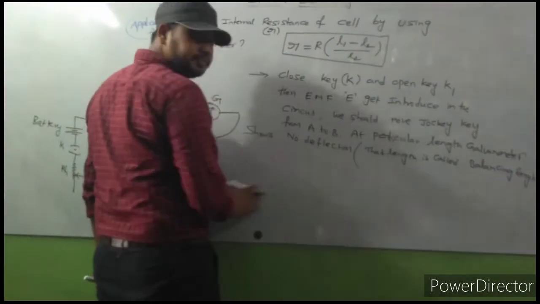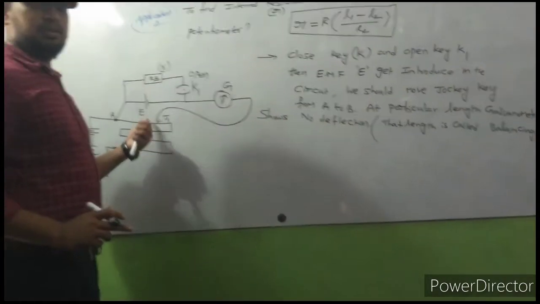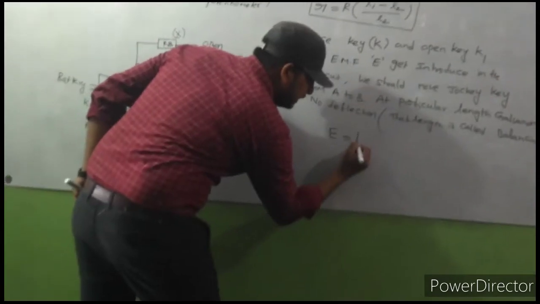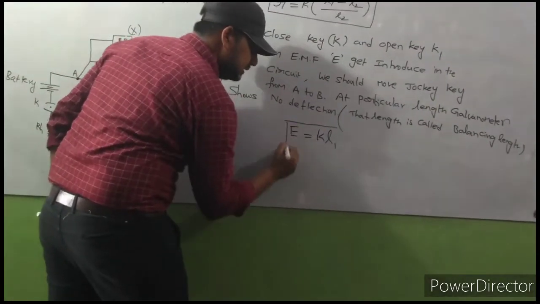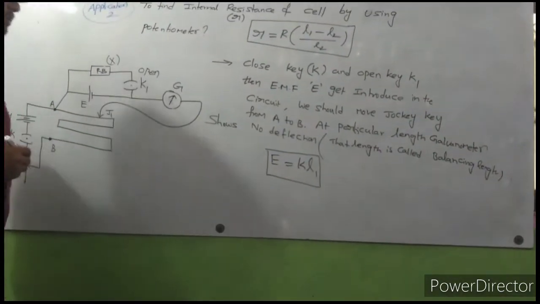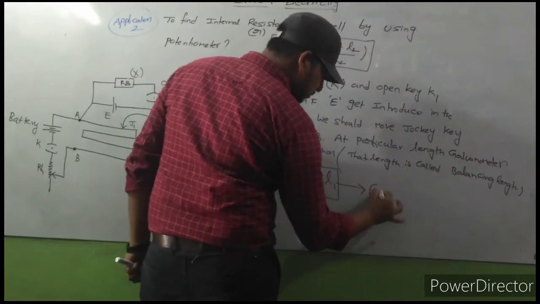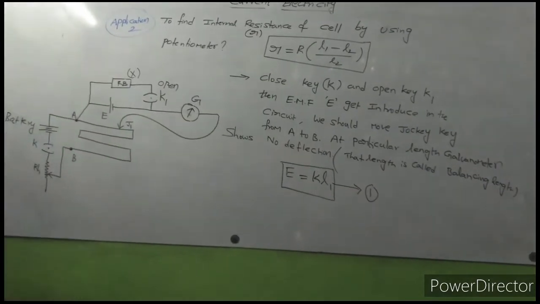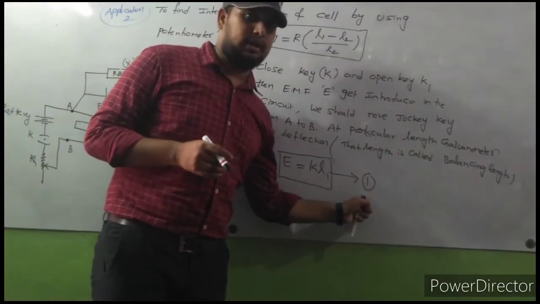So here E is equal to K into length L1. I consider E is equal to K into L1, and this is equation 1.